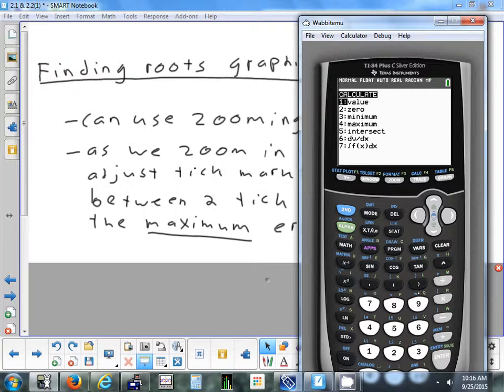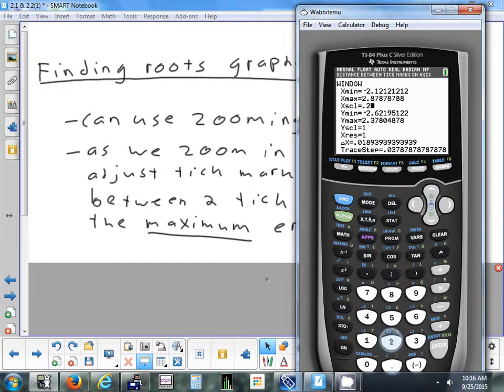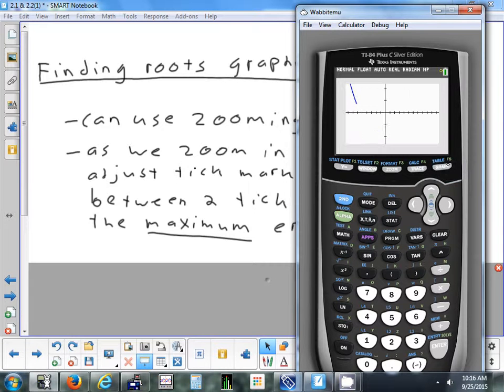So if you wanted to find, say, this root right over here, we could go zoom 2, zoom in, and we can see it a little bit closer. And then what they'd have to do is change their x scale. What this is basically going to do is put more tick marks on the screen. So now looking at that, I can say there's a root somewhere between 0.25, which is about right here, and 0.5, which is right there. That's where it crosses.